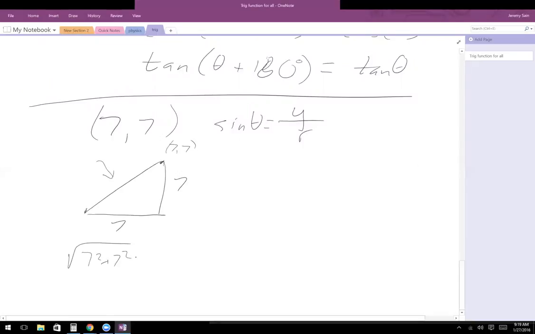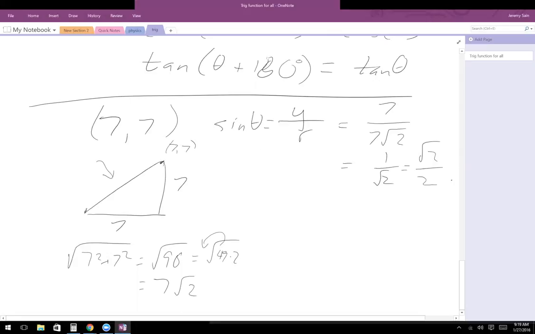Square root of 7 squared plus 7 squared, which is the square root of 98, which, you learned back in algebra, is 49 times 2. I can pull out the 49 and make it a 7. 7 root 2. So this is the y, which is 7, over the r, which is 7 root 2. So 1 over root 2. Or if you like not having square roots in the bottom, you can go root 2 over 2.